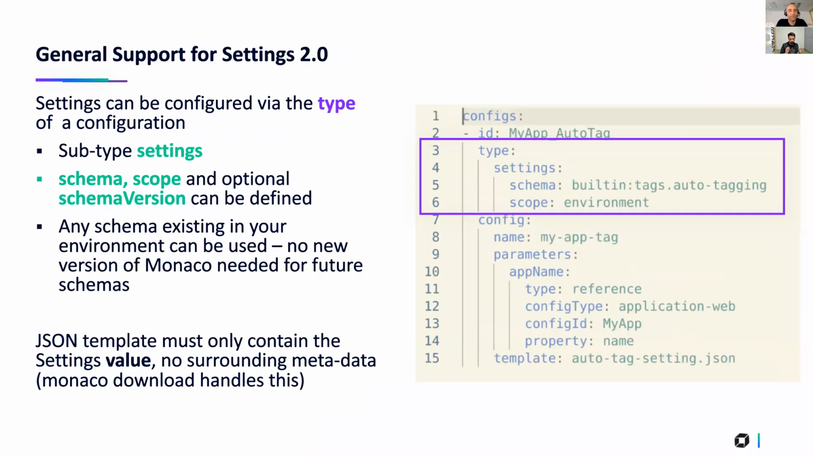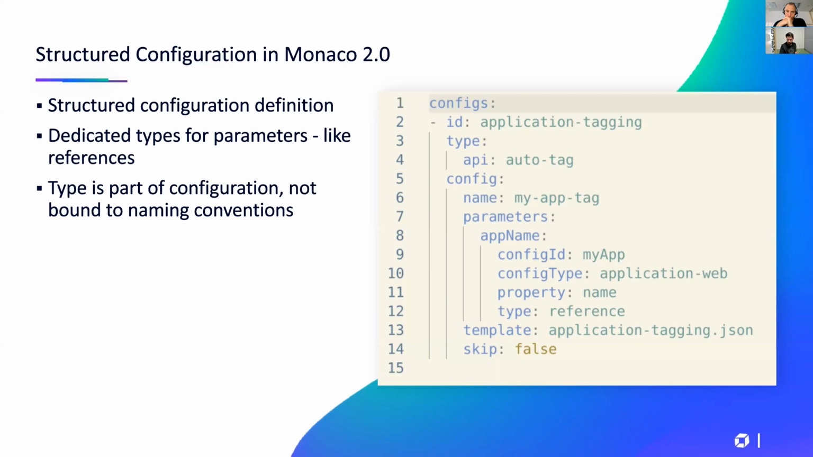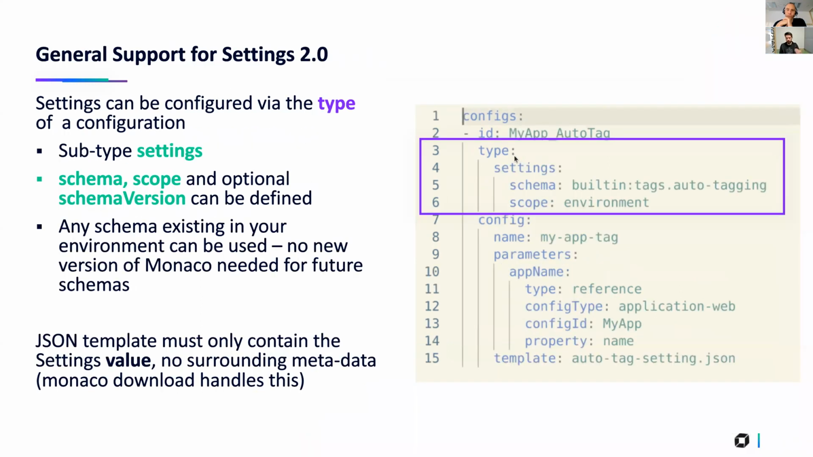Just quickly staying on the type property that we saw in the previous one, we have general support for settings 2.0. We achieved that via that type property. Like you see here, line 4, this is a type API auto tag. Whereas I can also go and say the type of this is a setting, and then I just define the schema ID, the scope, and potentially also the version of the schema.